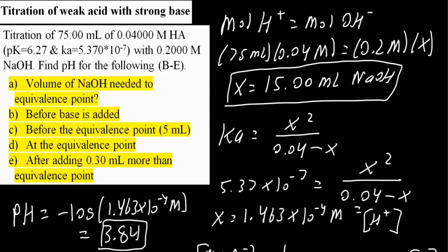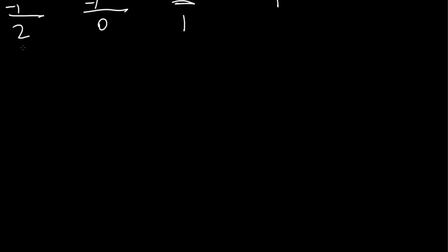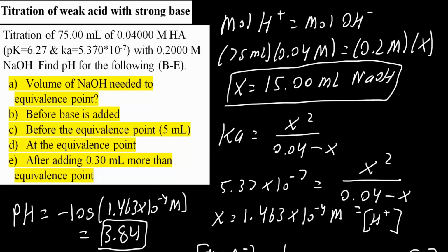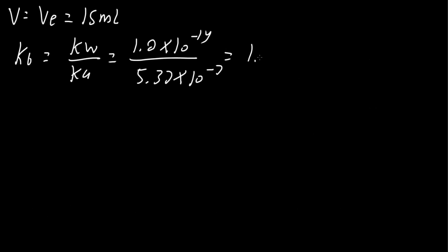So we just got before the equivalence point of 5 mil. Next, we want to know at the equivalence point. And so the equivalence point was at 15 mil. So V is equal to the equivalence point, which was 15 mils. So we will say that Kb is equal to Kw divided by Ka. Kw is always 1.0 times 10 raised to -14, and our Ka value was 5.37 times 10 raised to -7. So Ka was this right here, and so this right here will equal 1.86 times 10 raised to -8.